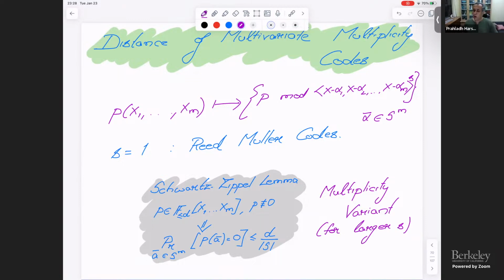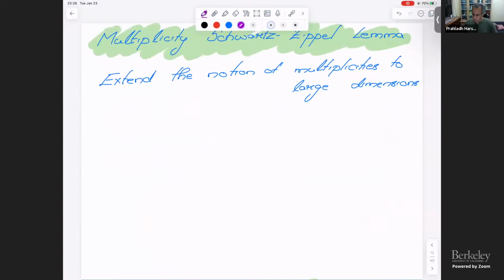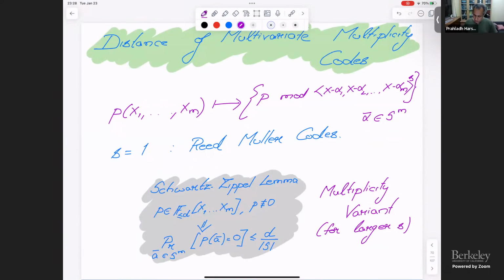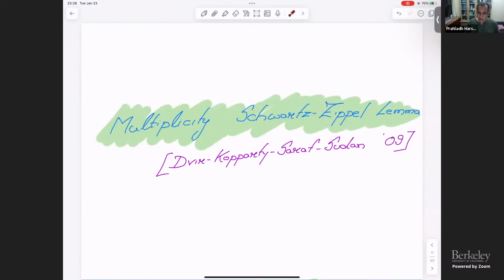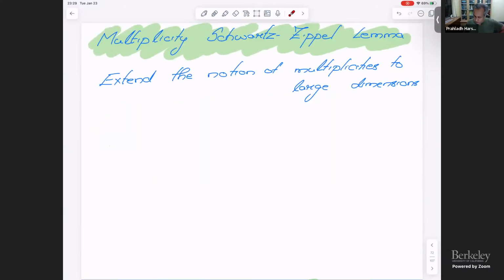It's just not going to talk about how frequently is the polynomial 0, but with what multiplicity is it 0. So we want to count this. So we're going to talk about what's called the multiplicity Schwarz-Zippel lemma, a Schwarz-Zippel lemma which incorporates into it the multiplicity feature. And this multiplicity Schwarz-Zippel lemma was first proven by Dvir, Kopparty, Saraf, and Sudan. And let's just state what it is. It's the natural generalization of the classical Schwarz-Zippel lemma to the multiplicity setting.